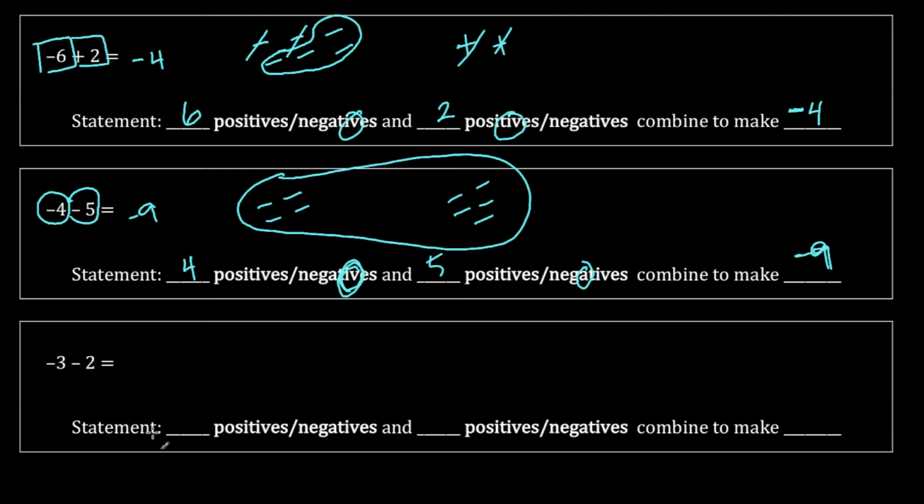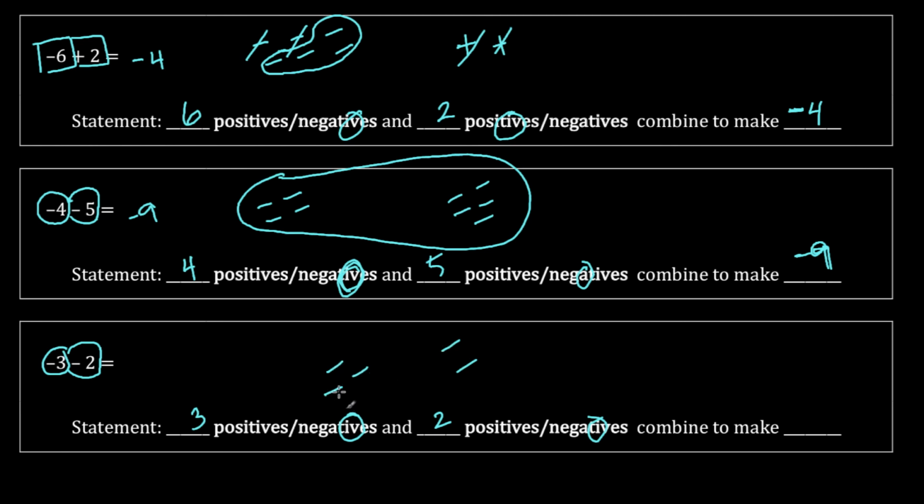Okay, so we have negative 3 and negative 2, or negative 3 minus 2. So negative 3 minus 2, which means 3 negative 1s and 2 negative 1s. Once again, we can't cross anything out. We don't have any zero pairs because we would need positives also, but we only have negative 1s.